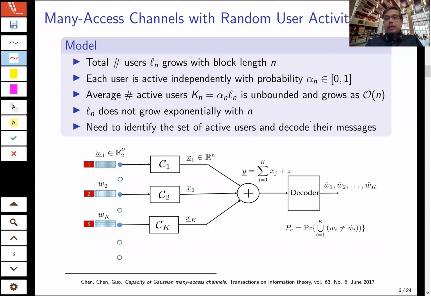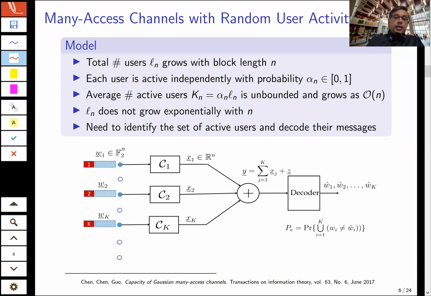So a better model for the machine-driven communication problem is to assume that you have a large number of users, and the number of users may actually grow with the block length. So this kind of channel was studied by Chen and Guo under the name of a many-access channel with random user activity.